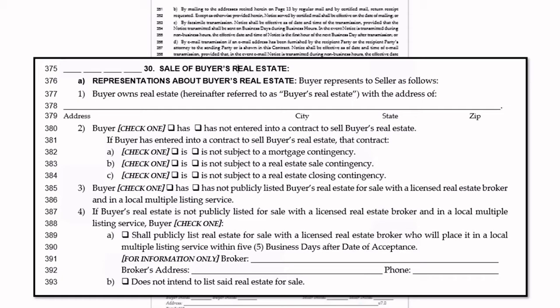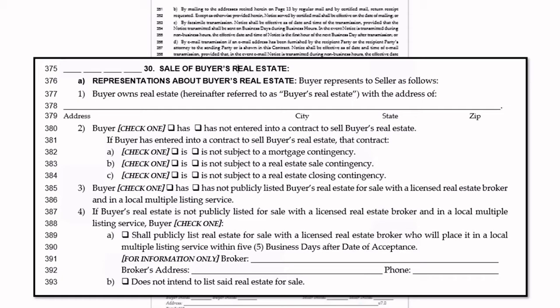Is that contract subject to a mortgage contingency? Is that contract subject to a real estate sale contingency? Is that contract subject to a real estate closing contingency? In other words, my seller needs to know how many dominoes need to fall here before your buyer is going to be able to close on my seller's house.